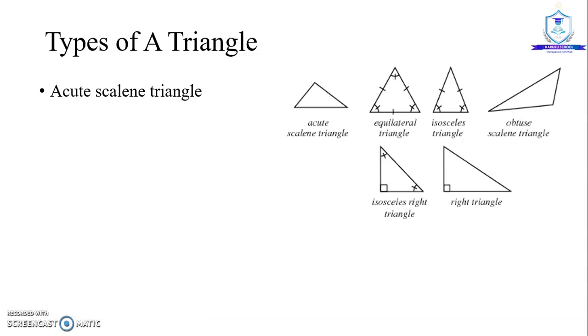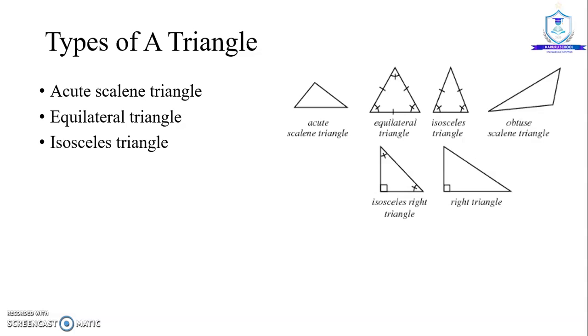The first type of triangle is called an acute scalene triangle, and this triangle has internal angles less than 90 degrees and none of the sides are equal to each other. The next type is called an equilateral triangle, and this is a triangle whose 3 sides are equal to each other and all the internal angles are equal to each other.